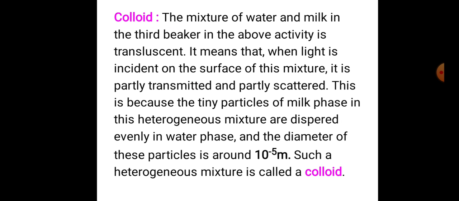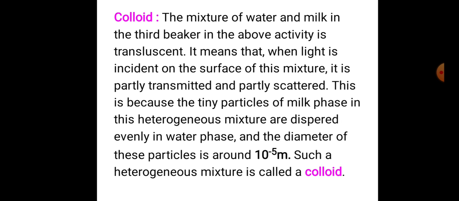Colloid. The mixture of water and milk in the third beaker in the above activity is translucent. It means that when light is incident on the surface of this mixture, it is partly transmitted and partly scattered. This is because the tiny particles of the milk phase in this heterogeneous mixture are dispersed evenly in the water phase and the diameter of these particles is around 10 raised to minus 5 meter. Such a heterogeneous mixture is called a colloid.